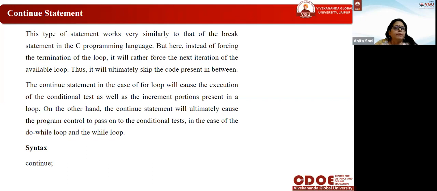The continue statement in the case of a for loop will skip the execution of the conditional test as well as the incremental portion present in the loop. On the other hand, in the case of the do-while loop and while loop, the continue statement will cause the program control to pass to the conditional test.